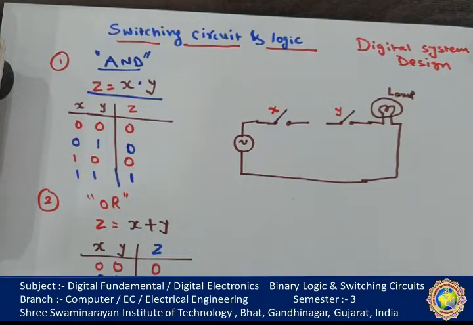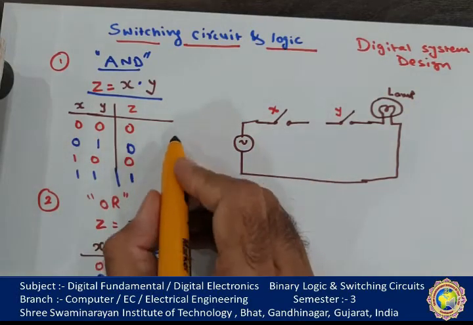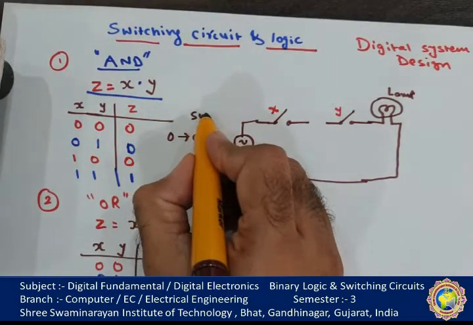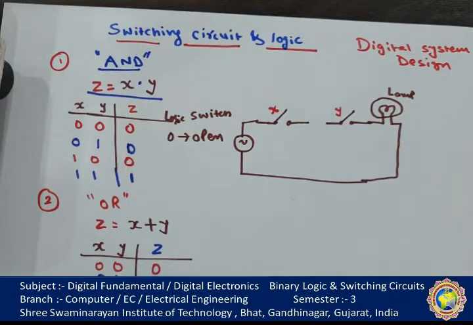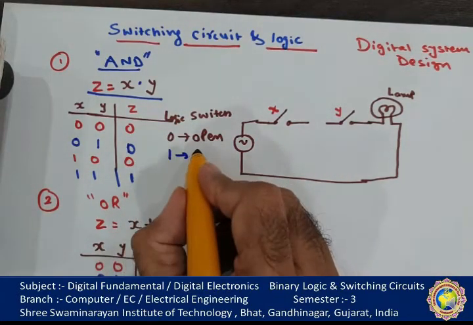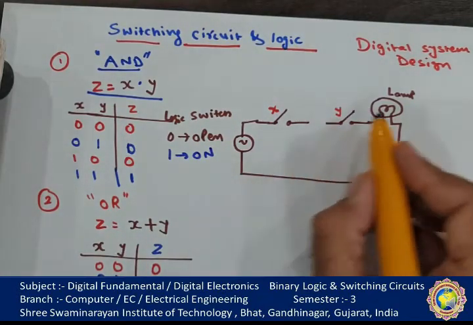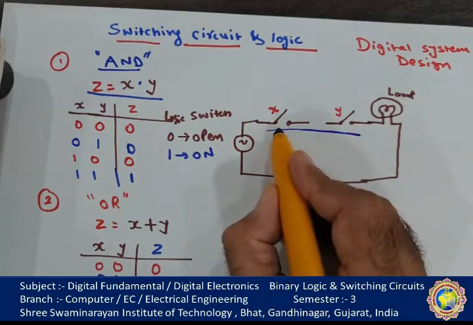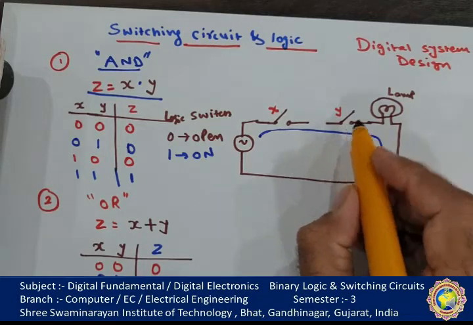What happens when the switch is open? Open means 0. And 1 means that the switch is on. Here the bulb is on only whenever a closed circuit is obtained, whenever the current is passed.